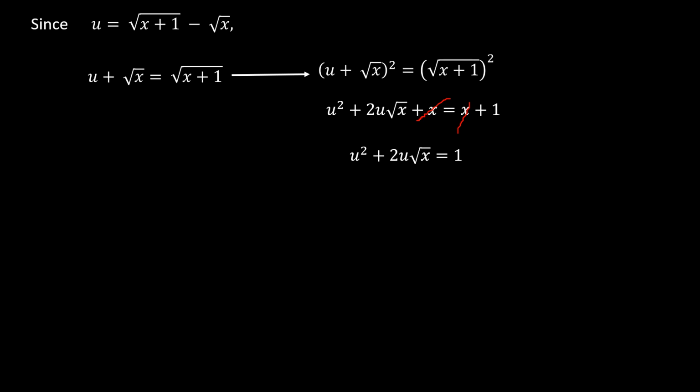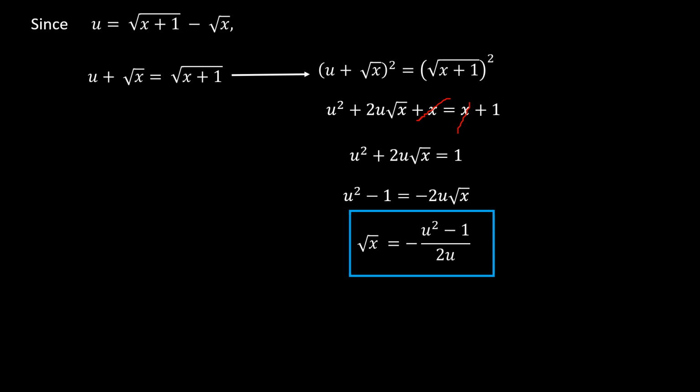And then we can now take 1 to the left hand side, and then take the 2u square root of x to the right hand side. So u squared minus 1 is equal to negative 2u square root of x. And therefore square root of x is equal to negative u squared minus 1 over 2u. Okay, so we have one part of that product. The next part is we could still take the square root of x plus 1 onto the left hand side, as shown here, and then on the right hand side we're left with negative square root of x.